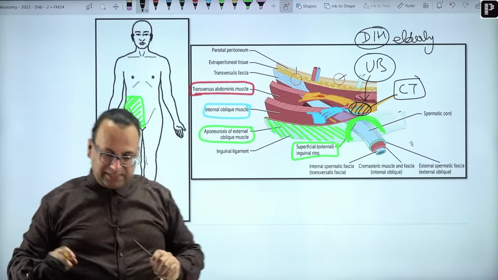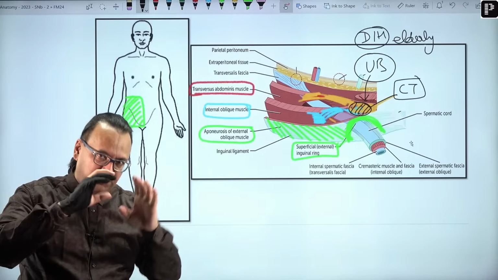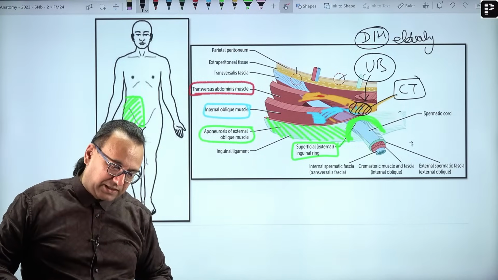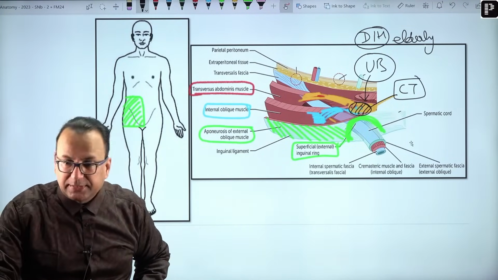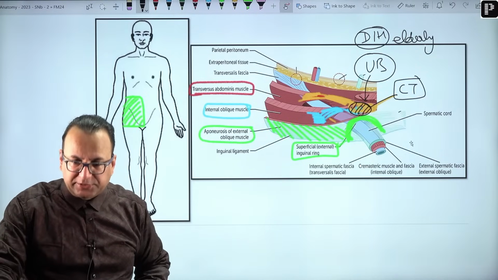So I exactly don't know what kind of question, but these four or five statements students have mentioned, that kind of question came. Yeah, previous year topic it is, yes.